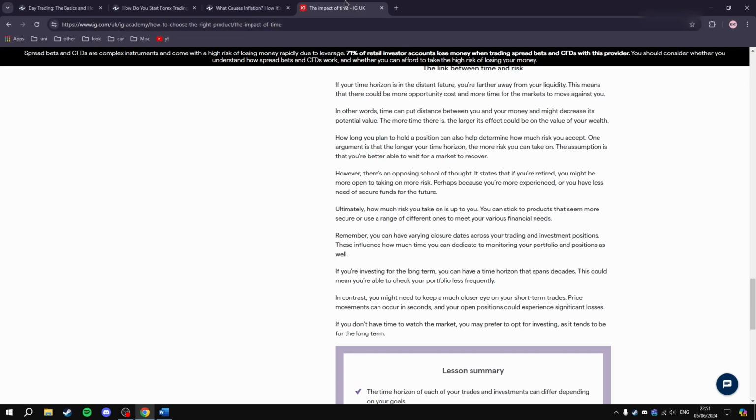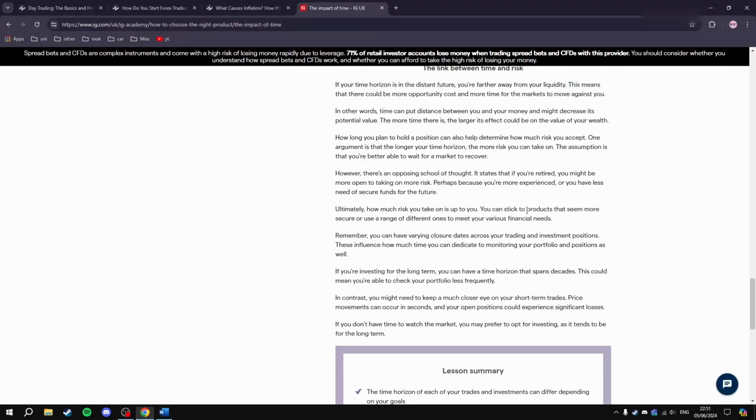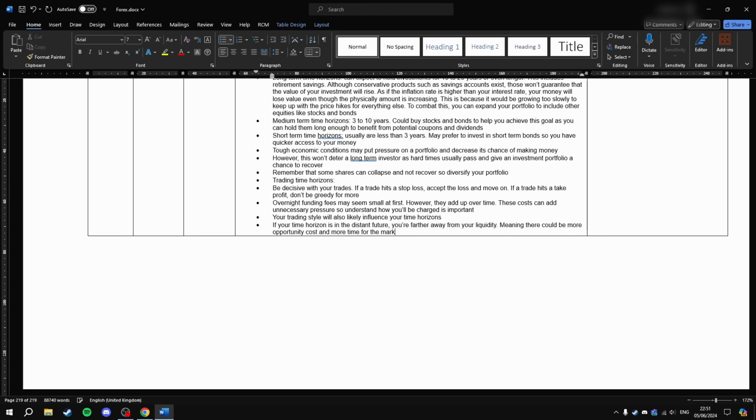So opportunity cost is missing out on potential profits because you missed out on the opportunity to take the trade, right? If your time horizon is in the distant future, there could be more opportunity cost and more time for the markets to move against you.